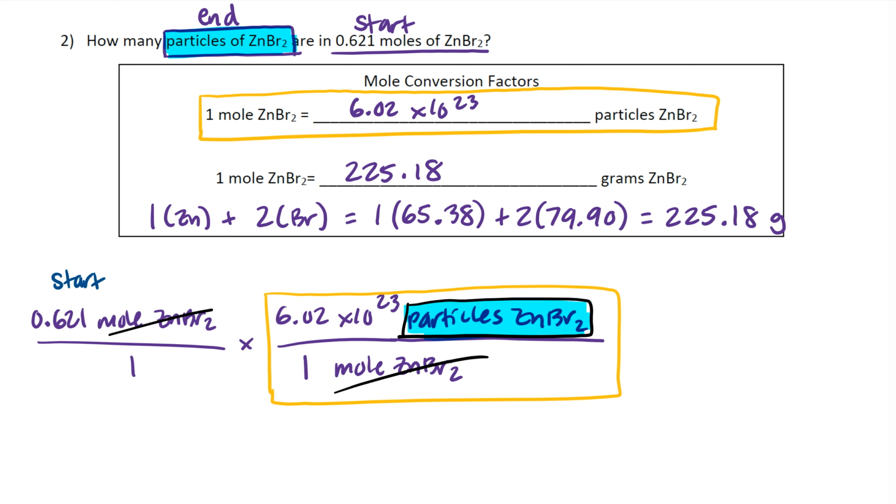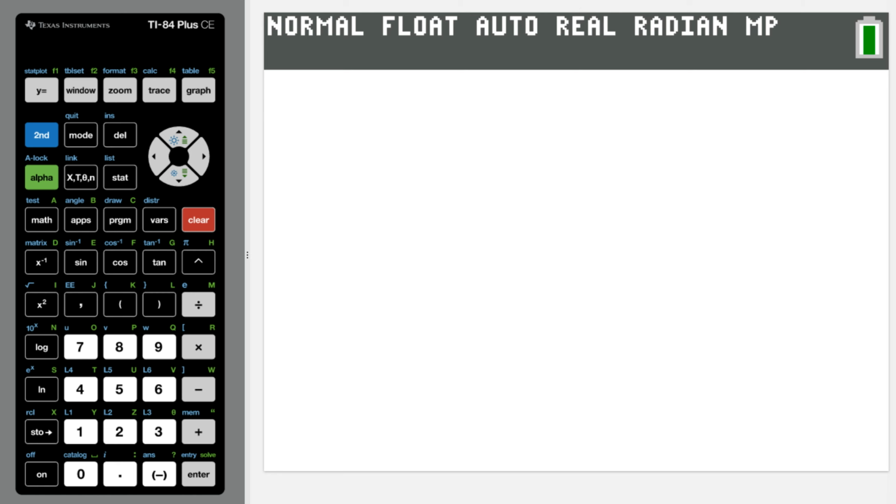And you're going to want to take 0.621 and times it by 6.02 times 10 to the 23rd. But remember, 6.02 times 10 to the 23rd is scientific notation, and you want to use parentheses in your calculator. So let's take a look at that.